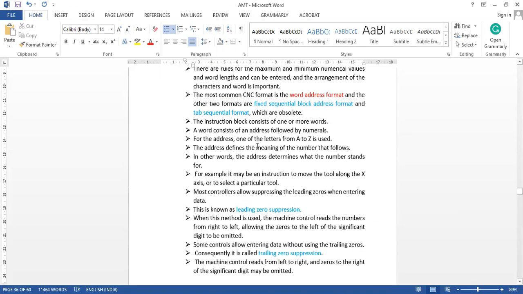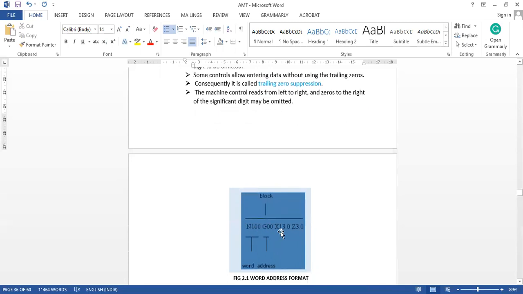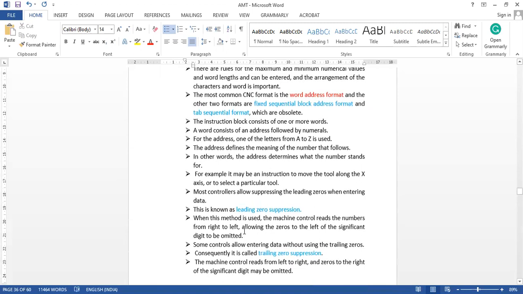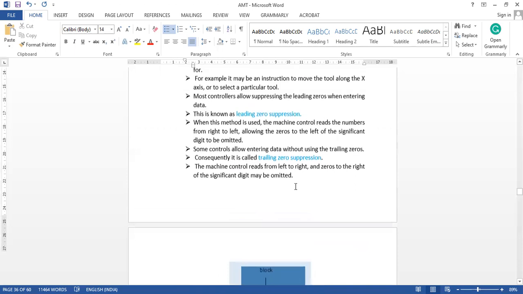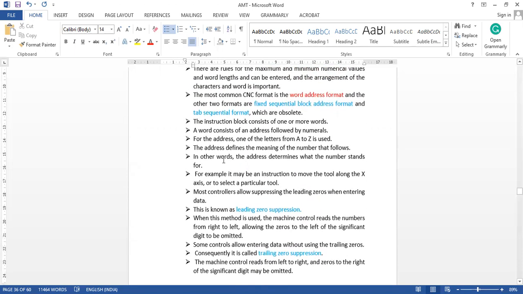Here this is the block, and this block is identified by N100, the block number or sequence number. The block consists of one or more words, and a word consists of an address followed by numerals. For the address, one of the letters from A to Z is used: X for the X coordinate, Y for the Y coordinate, Z for the Z coordinate, and so on. The address defines the meaning of the number that follows.